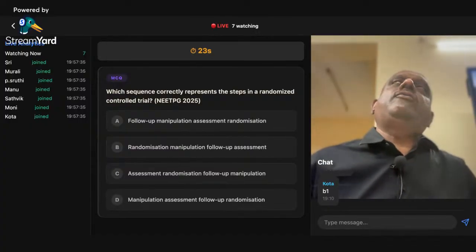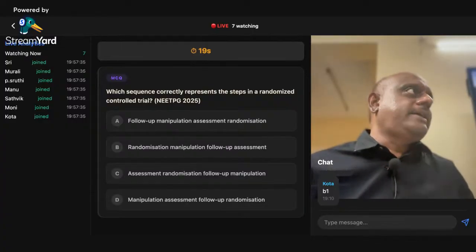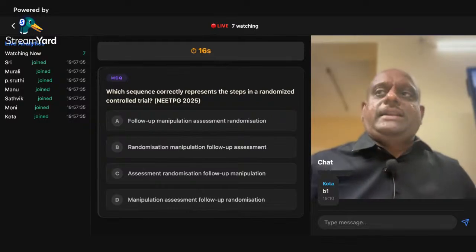So, fundamentally, to avoid the bias, we use randomization as a trick. So, randomized controlled trial.